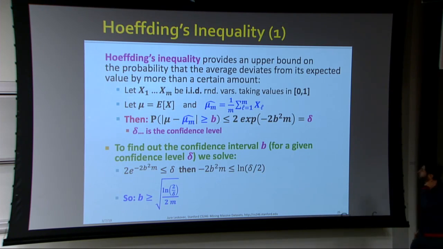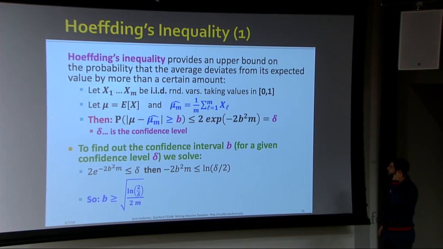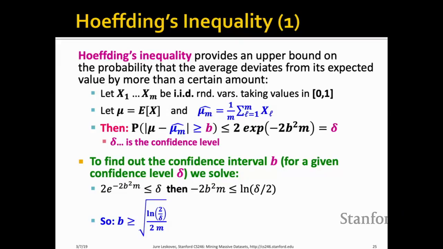There is a very elegant result in probability theory called Hoeffding's inequality. What this inequality provides to us is basically an upper bound on the probability that the average deviates from the expected value by more than a certain amount. So it's exactly what we need, what we were seeing before. We have the expected value mu, and we have the average that we're computing after M trials. We want to know how much these two quantities are deviating from each other.